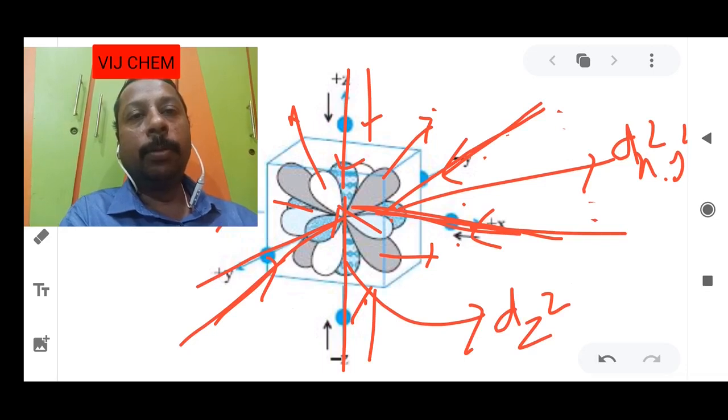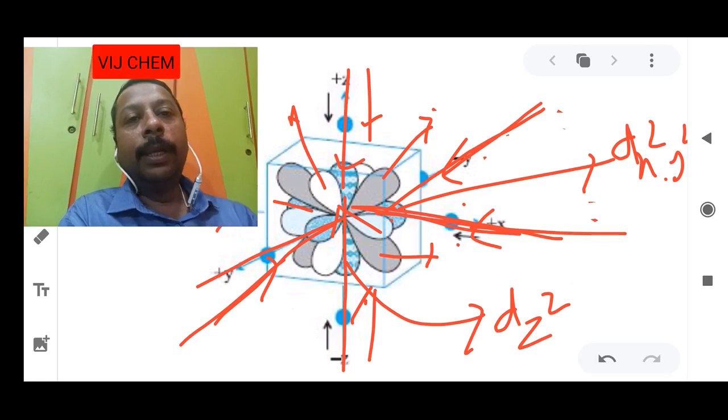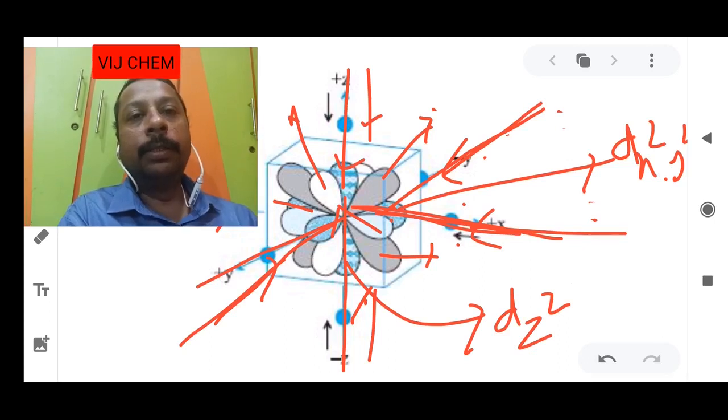T2g contains how many orbitals? Three orbitals: T and 3. This is how you will remember it as a technique. T for 3, and Eg is for the 2 orbitals. Eg contains dx square minus y square and dz square, whereas T2g contains three orbitals: dxy, dyz and dzx.